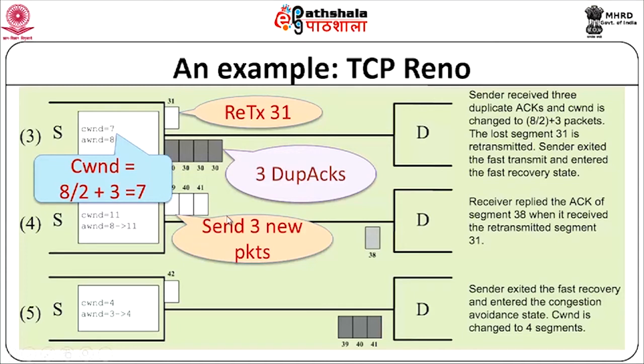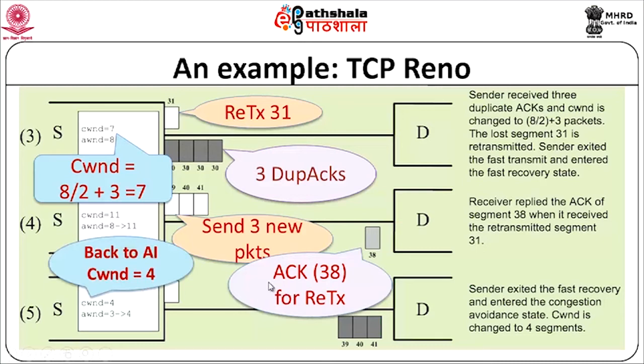Once you send these packets, you will get an acknowledgement. What is the acknowledgement you get for the retransmitted packet? You will get an acknowledgement of 38. Remember, this is the acknowledgement for the retransmitted packet, and you got an acknowledgement for a value greater than that packet. Your X in this example was 31, so you get an acknowledgement of 38, which is much greater than X. This indicates that one packet was lost, but the other packets have already reached. So you move out of the fast recovery phase and come back into the additive increase phase by setting your congestion window back to 4.